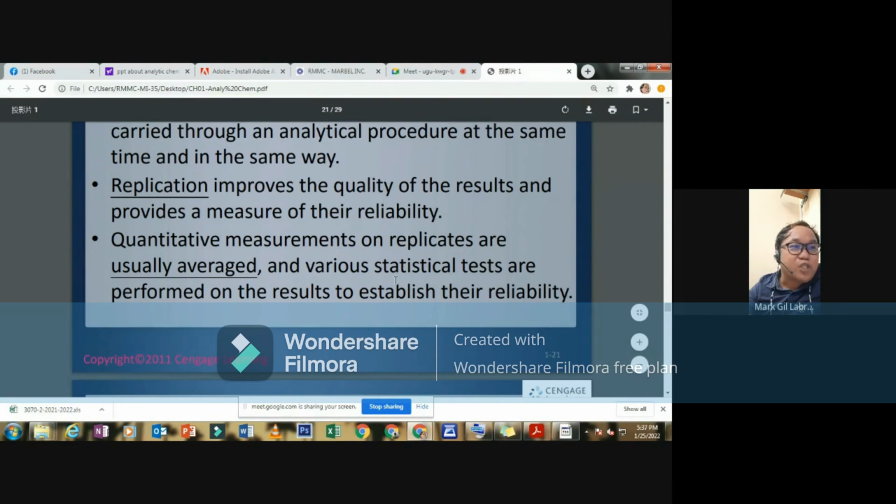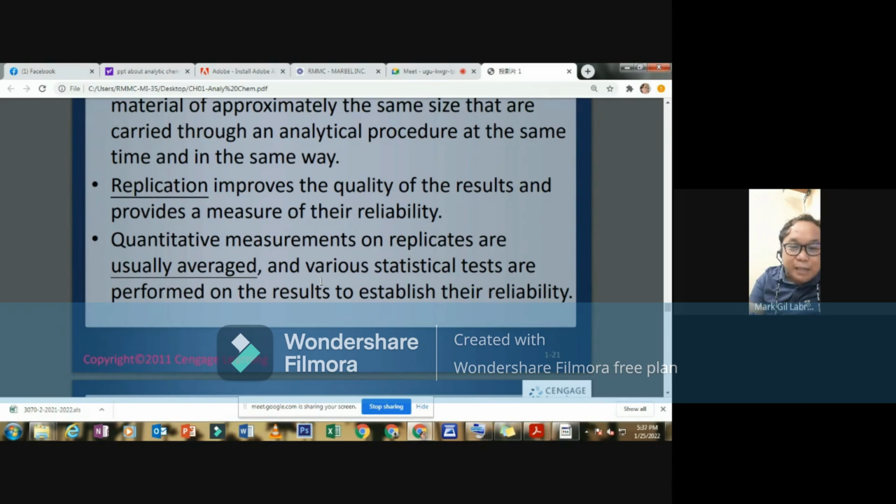In quantitative measurement, replicates are usually averaged. For example, you measure your three replicates of a blood sample, R1, R2, and R3. We get the average by dividing by 3, or however many replicates you have. And various statistical tests are performed on the results to establish their reliability. In the future, if you do research, for example on guava leaves as an antioxidant, when you get the leaf samples you should have replicates.